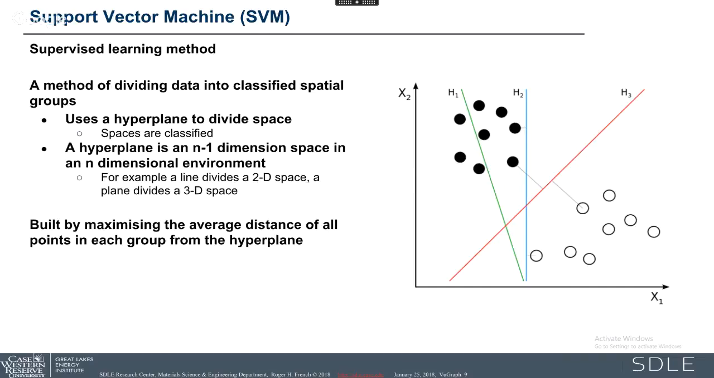By building this hyperplane, it defines different regions within your space of where the data is located. This is optimized by running through and maximizing the distance between the points within each one of these groups and the lines separating them. So in this example here, we have these three lines, H1, H2, and H3. H3 is selected as the best one because the distance between H3 and all the points in both groups is maximized compared to the other two.